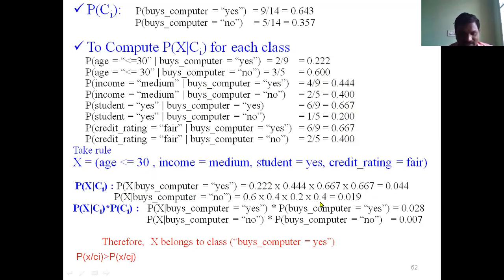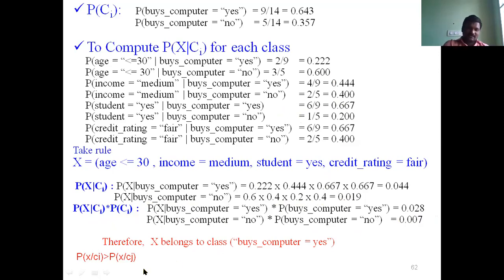The value 0.2. And then compute probability of X given computer no. For this one, 0.600 and then 0.4 and 0.2 and then 0.2. Here in this case, these are the no values. This is it. Then finally, probability of X divided by Ci into probability of Ci value. Here, this value is a, therefore X belongs to class buys computer.